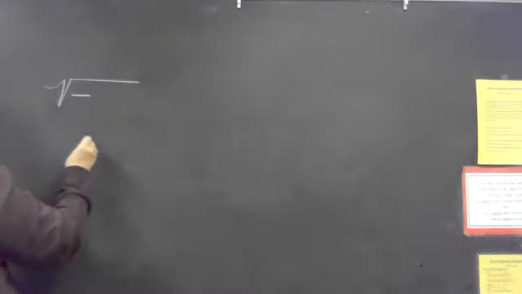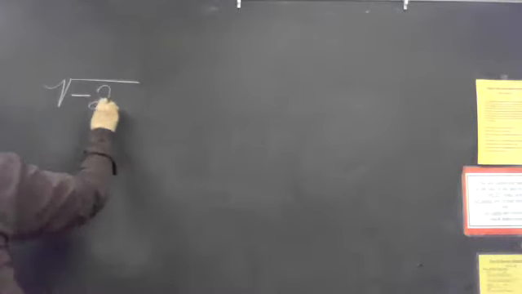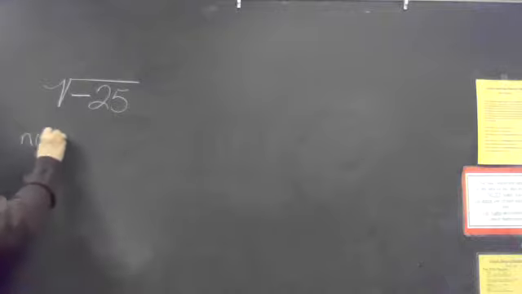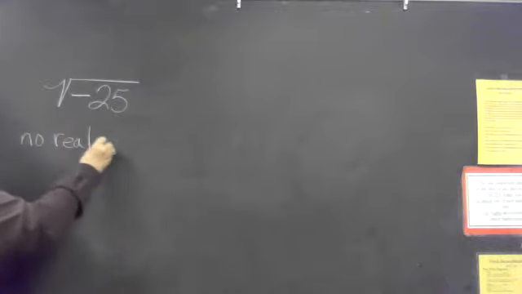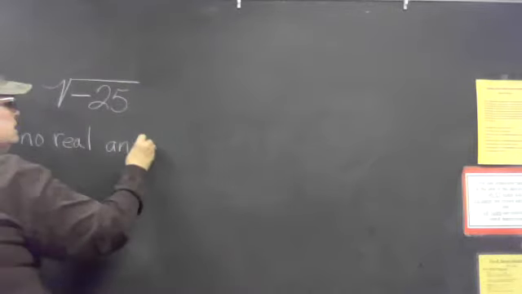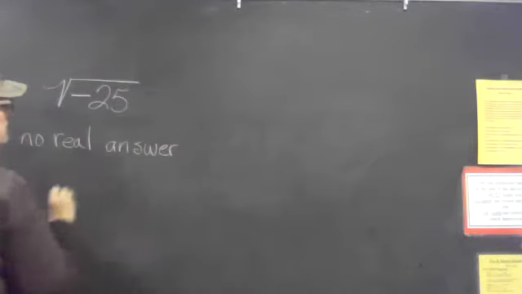Okay, we found out last week that the square root of a negative number is not possible in real numbers. It's not possible. Now, here's why. Okay, no real answer. Let's write this down with a little star or asterisk because you'll need to remember this.